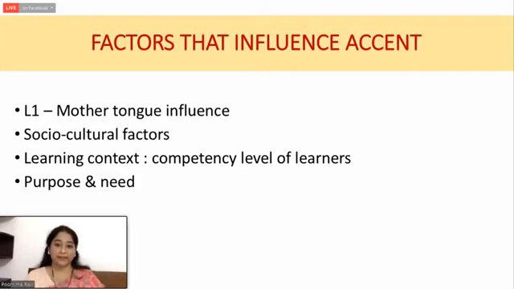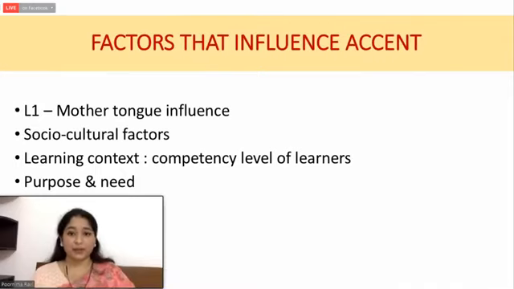Likewise, purpose and need. Some professions require a particular accent. It was not long ago, like a decade or so, where IT professionals, specifically call center employees, were required to have an American accent. It was a professional requirement. Just like we need to follow a neutral accent.